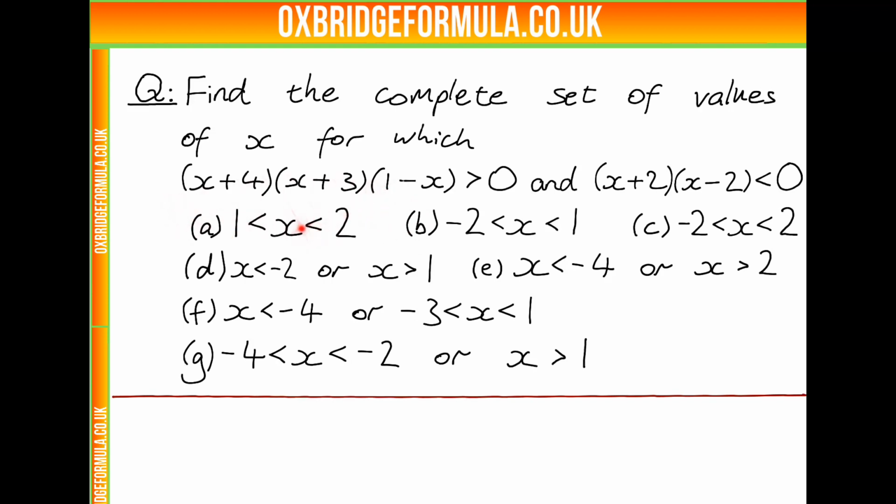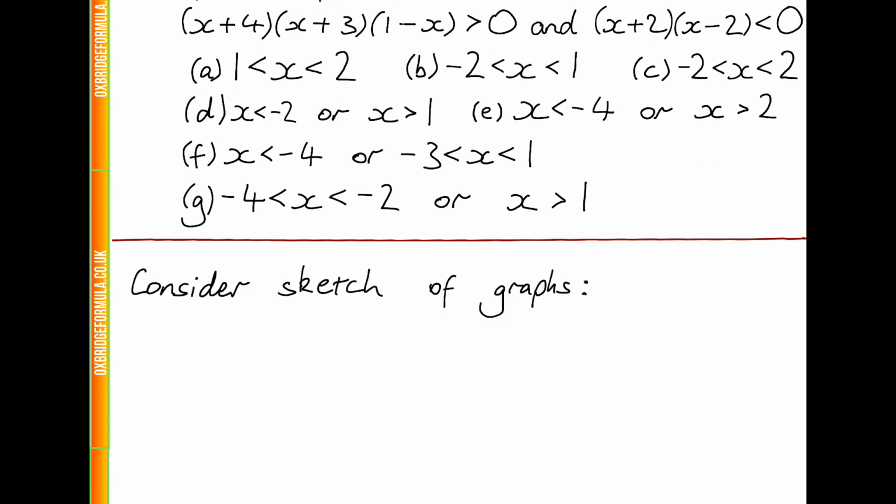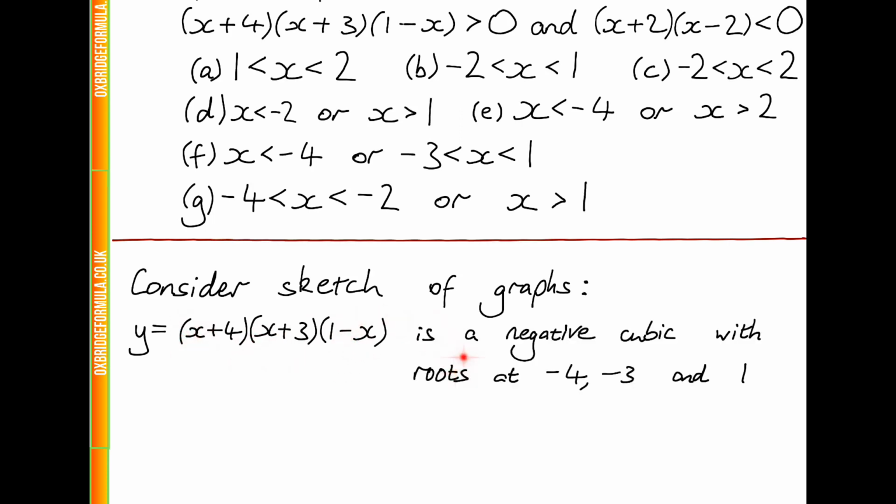Okay, let's begin by trying to sketch the graphs of y = (x + 4)(x + 3)(1 - x) and the graph of y = (x + 2)(x - 2). If we firstly look at (x + 4)(x + 3)(1 - x), we can see that this is a cubic expression, i.e. the highest power of x is x cubed if we multiply this out, and that the coefficient of x cubed will be 1 times minus 1. So it will be a cubic graph with a negative shape, and from these three brackets we can see the roots are minus 4, minus 3 and positive 1. So we can therefore sketch this graph with that information.